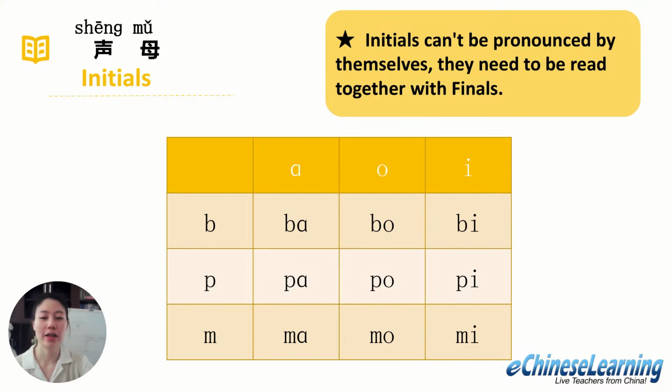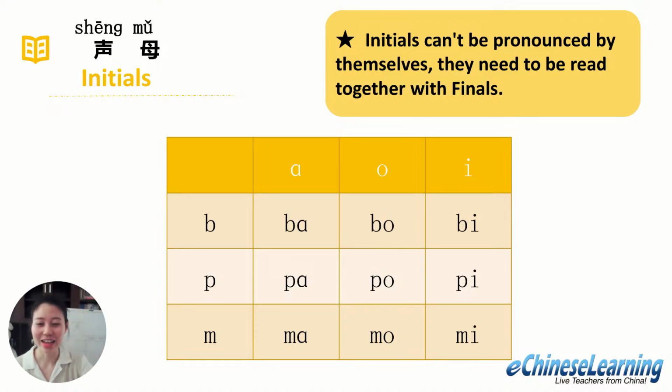Next initial. That would be p, o, a, pa, pa. Po, o, po, po. Last one, p, e, pe. Again, that would be pa, po, pe. Okay, any question?